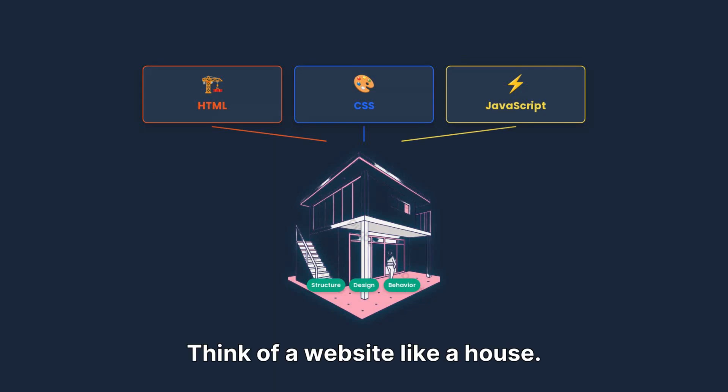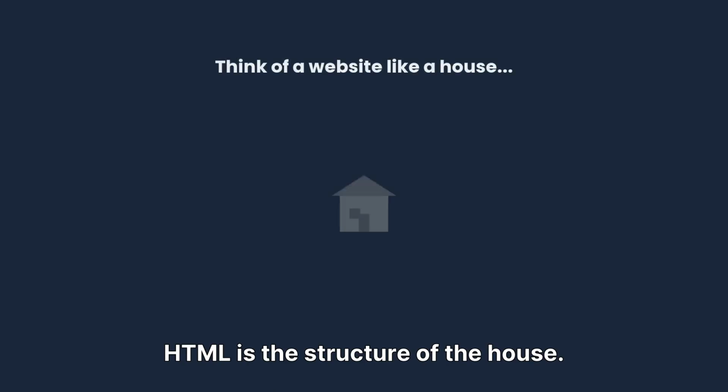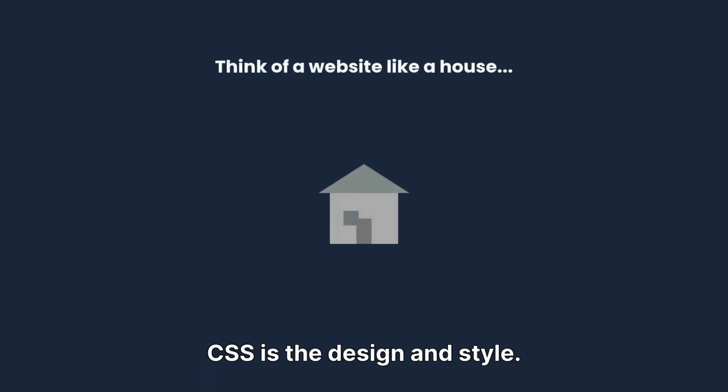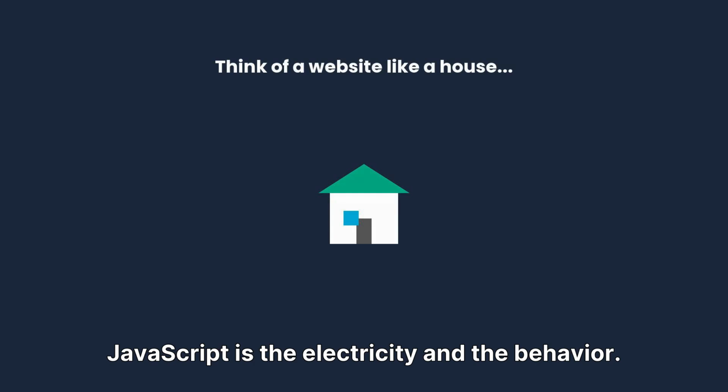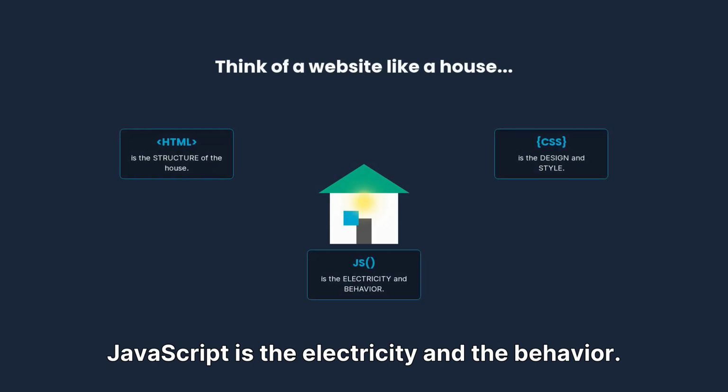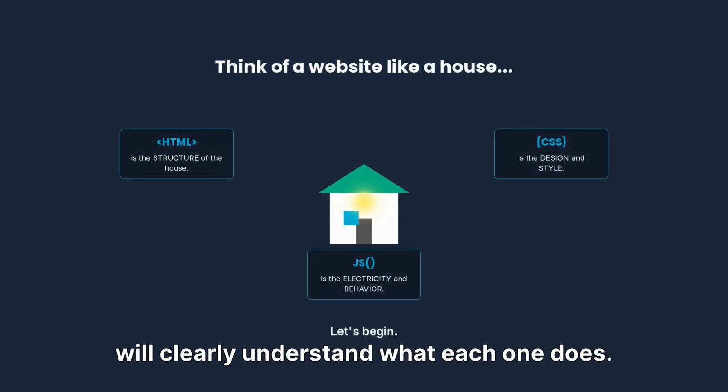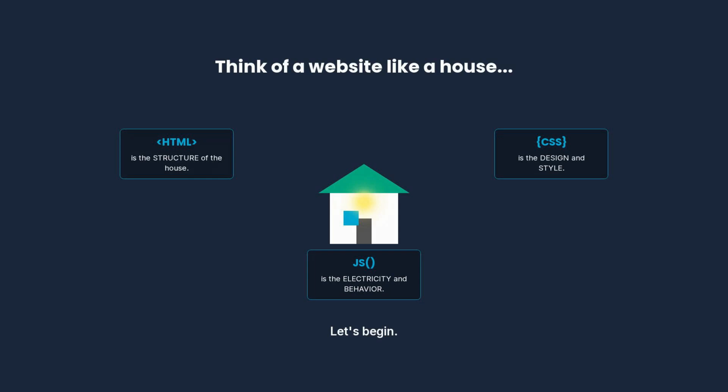Think of a website like a house. HTML is the structure of the house. CSS is the design and style. JavaScript is the electricity and the behavior. By the end of this video, you will clearly understand what each one does, and you'll be ready to start building your first web page.